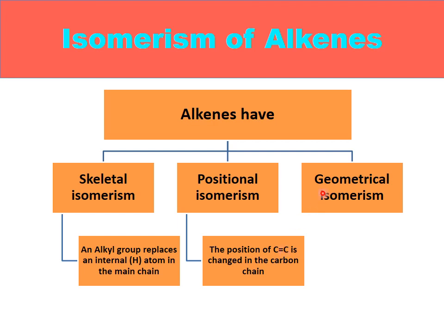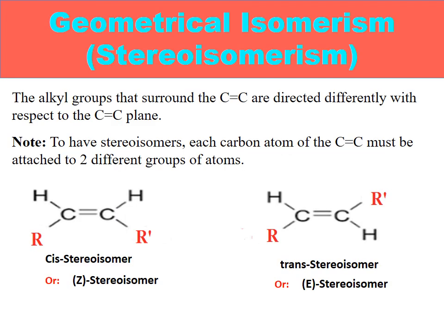And the third group is called geometrical isomers. Let's see now what we mean by geometrical isomers. Two isomers are said to be geometrical isomers or stereoisomers if the difference between them is in the orientation or in the direction of the alkyl groups that surround the C double bond C.